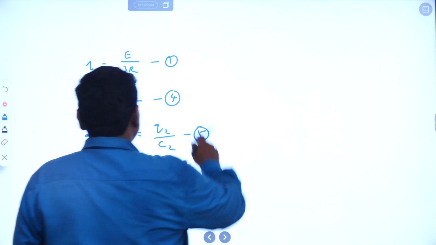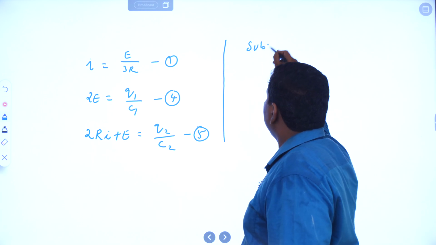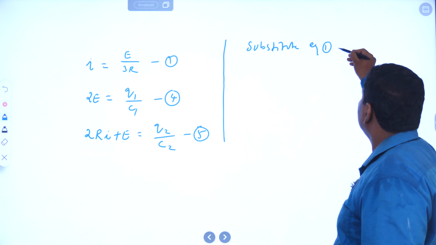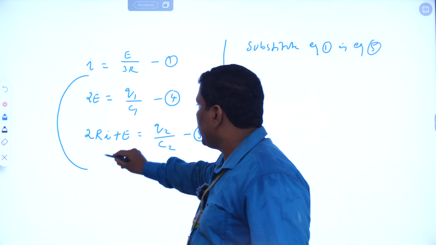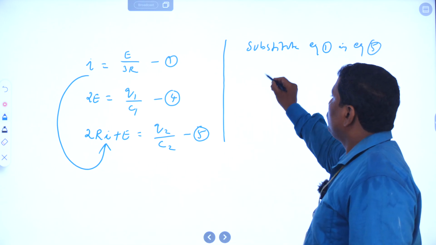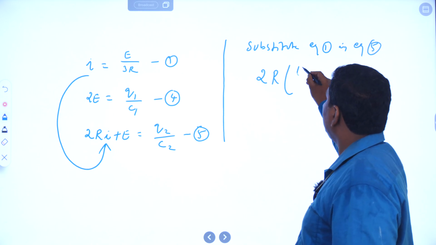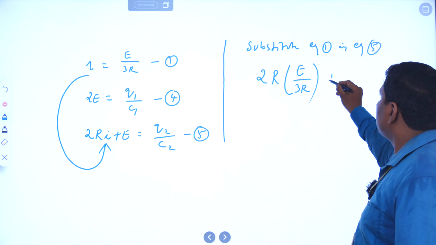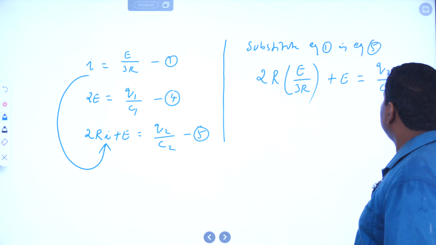Clear? Now substitute equation 1 in equation 5. I'm going to substitute the I value here. Clear? Okay, so 2R, clear. What is I? I is E divided by 3R. E divided by 3R plus E equal to Q2 divided by C2.